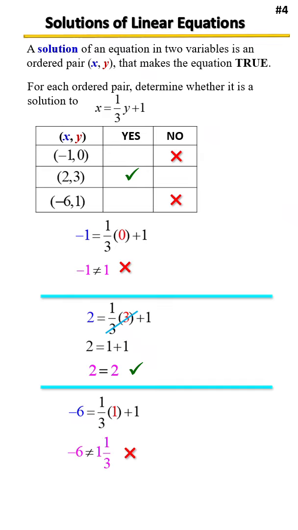Again, you need to plug in the values. When you get it to where you have one number on one side and one number on the other, if those numbers are the same, then you have a true statement. If the numbers are not the same, you have a false statement, which means that the ordered pair that you plugged in is not a solution.